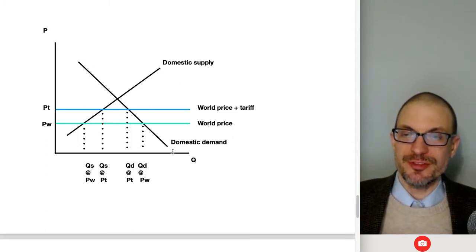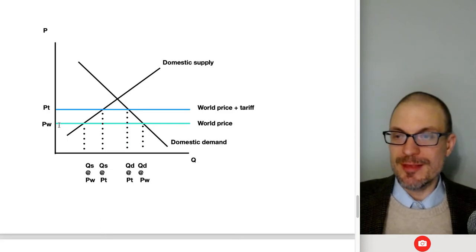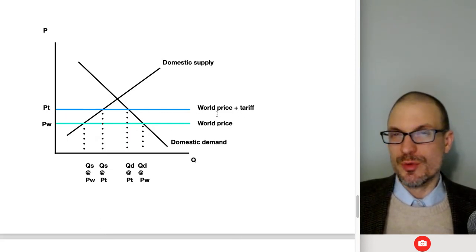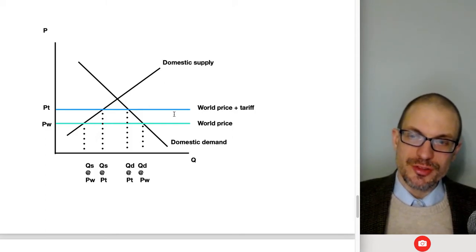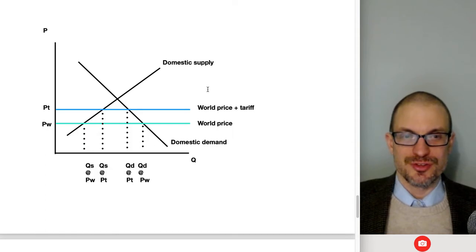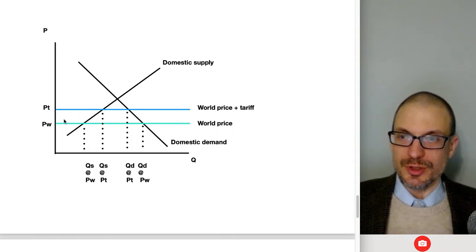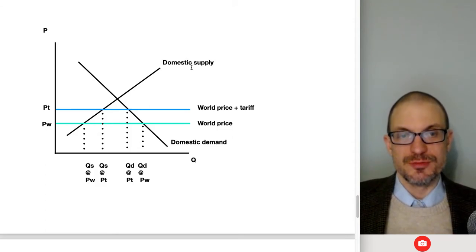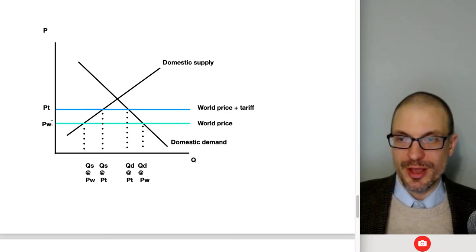So here's my domestic demand, here's my domestic supply, here's my world price, and here's my world price plus the tariff. One of the most common mistakes in drawing this graph would be accidentally trying to draw the tax picture from before, right? Trying to add the tariff onto the domestic supply. That doesn't make any sense because the tariff is a tax on imports, right? So we want to draw in the world price, right?